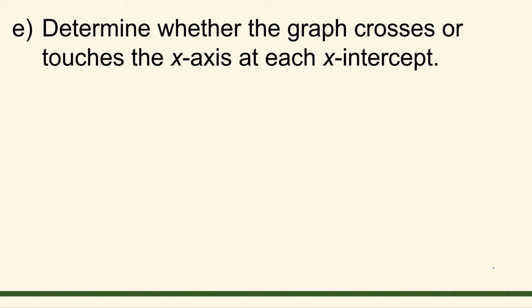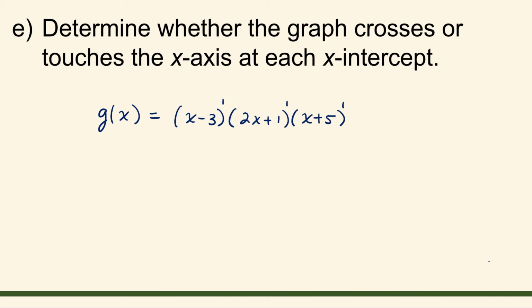Part E. Determine whether the graph crosses or touches the x-axis at each x-intercept. Whether the graph crosses or touches at an x-intercept is determined by the multiplicity. So looking at the factored form of our function g of x, we can see that each factor only occurs once. Thus, the multiplicity of each 0 is 1. For odd multiplicity, the graph will cross the x-axis at the 0. Thus, the graph crosses the x-axis at each of the 3 x-intercepts.